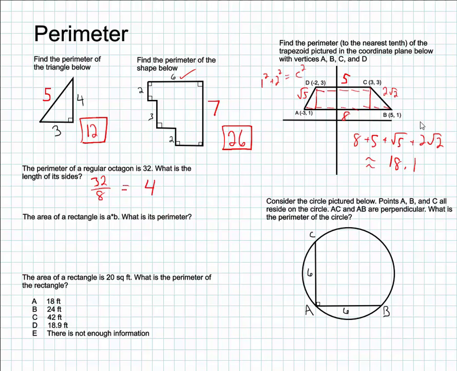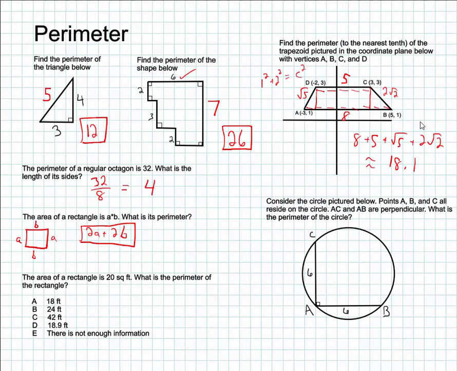The area of a rectangle is A times B. What is its perimeter? If we have a rectangle with sides A and B, then that gives us the area, A times B. Its perimeter is simply going to be, we have an A on that side, and a B at the bottom. That gives us 2A plus 2B, and that will be the perimeter.